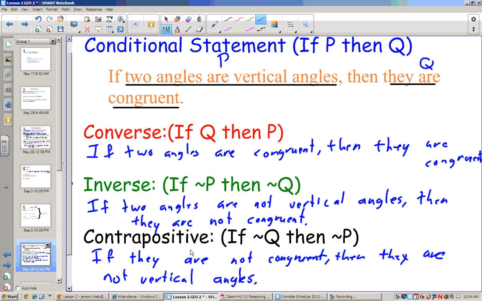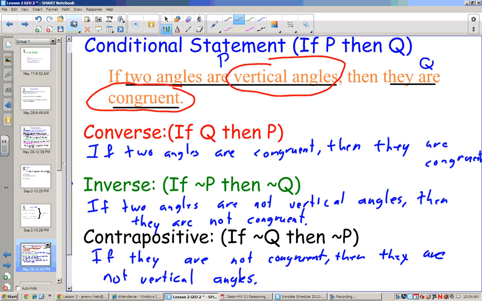All right. Now we have to assess whether all of these statements are true, if some of them are true, some of them are false. So let's take a look at the original statement. If two angles are vertical angles, then they are congruent. It has some terms here, vertical angles and congruent.